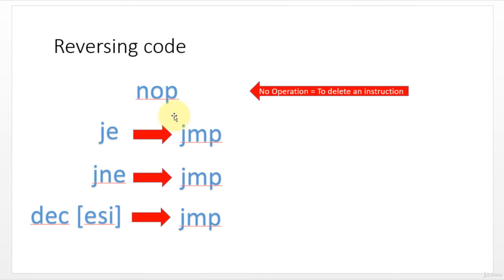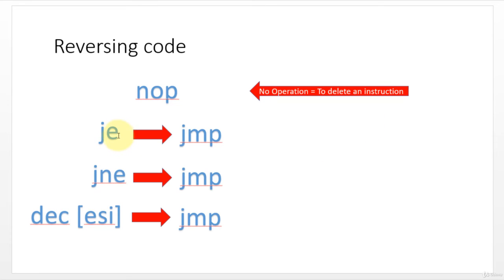Now, these are some of the 4 basic reversing codes, and you will use these quite often in many of the assembly editing injection, as well as when you are cracking software. First is NOP. Whenever you see any instruction which you do not want the program to perform, you can replace that code with NOP, no operation. The effect of no operation is to delete an instruction.